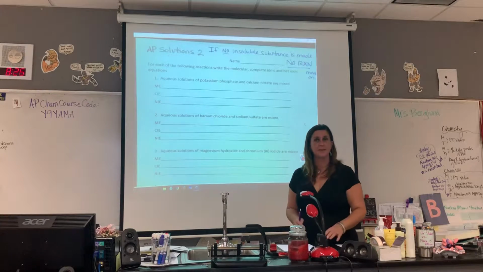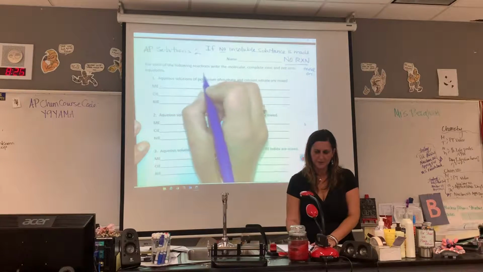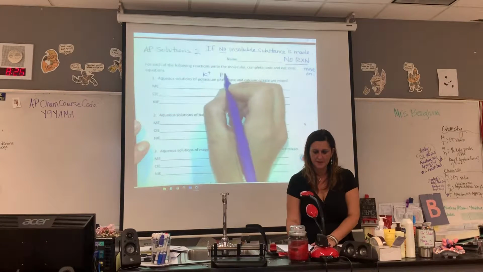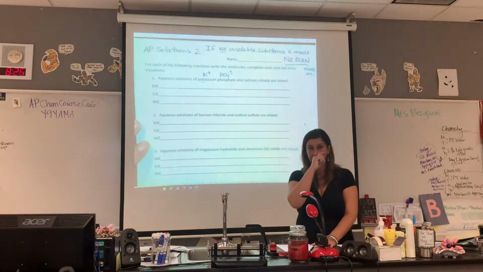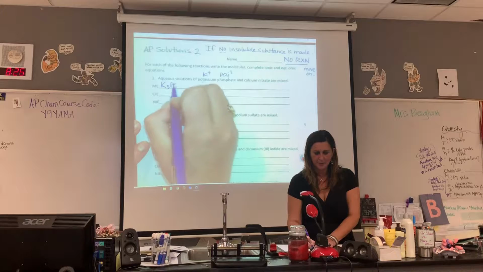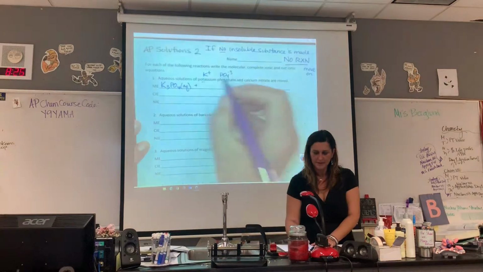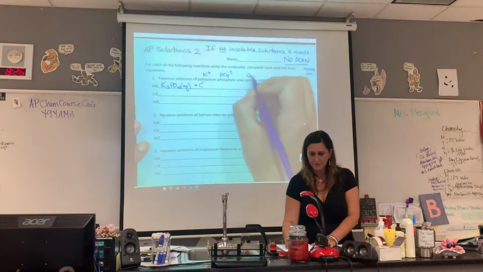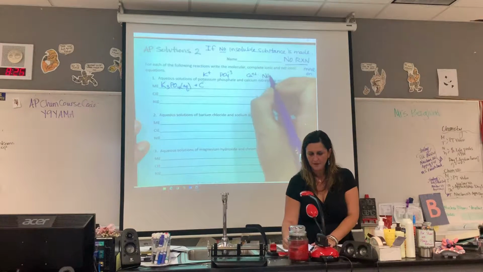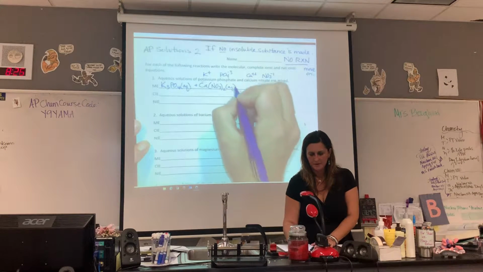So this is just practice, and we're going to start with our formula for potassium phosphate. We know potassium is K+, and phosphate is PO4 -3. So our formula here is going to be K3PO4, aqueous, and for calcium nitrate, we have Ca+2, nitrate's -1, so Ca(NO3)2, aqueous.